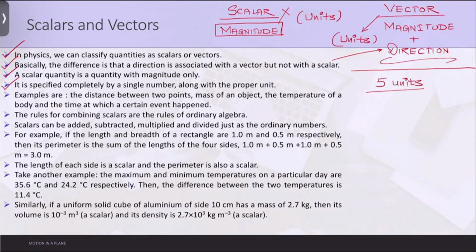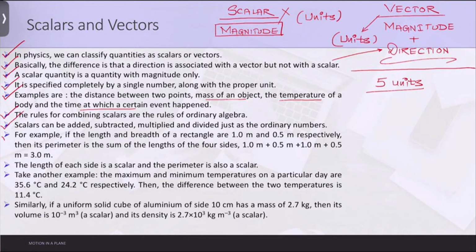Examples are the distance between 2 points, as I explained, that is length, then the mass of the object, the temperature of a body, and the time at which a certain event happened. So these all are examples of a scalar. The rules of combining scalars are the rules of ordinary algebra. So plus, minus, divide, multiply can be done very easily as we do in mathematics. Scalars can be added, subtracted, multiplied, and divided just like ordinary numbers.